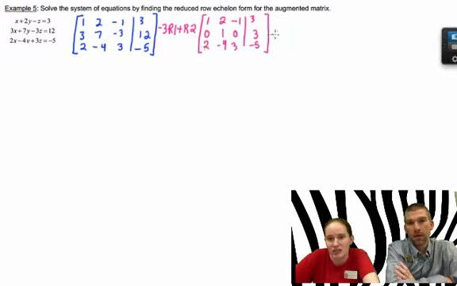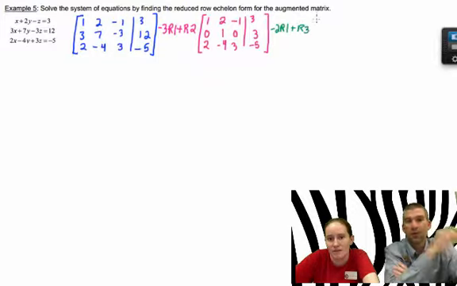So now I want to get rid of this 2. So this is negative 2 times row 1 plus row 3. And so rows 1 and 2 don't change.